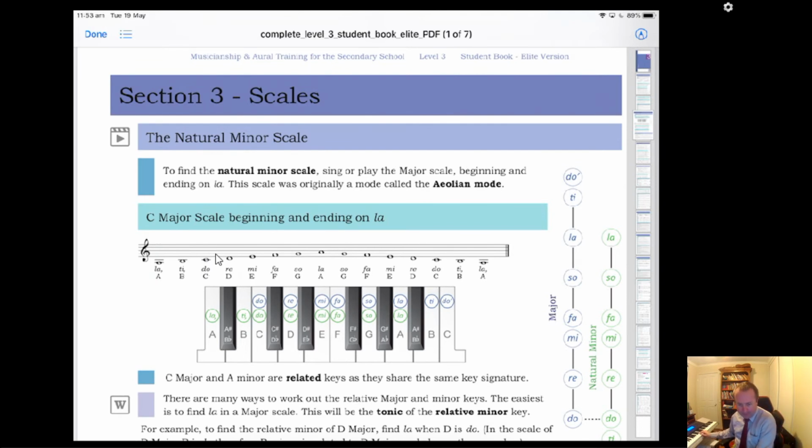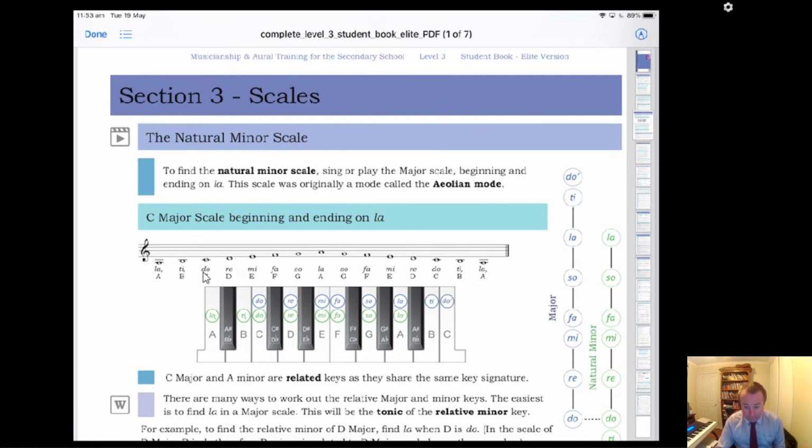So here's C, D, E, F, G, A, and I'll finish off B and C. So, if we take the notes of a C major scale, but instead of starting on C, we play those exact same notes, but starting on A, as in the La of the scale. Do, Re, Mi, Fa, So, La is A, but we're going to start lower. You get C, B, A. If you start on A, but use the same notes that C major has, you get a natural minor scale.